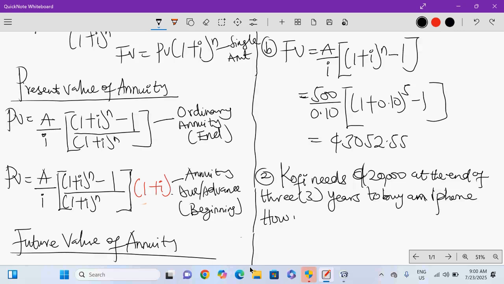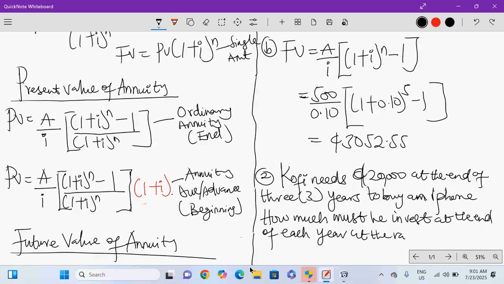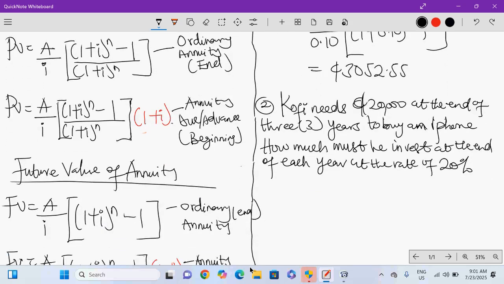How much must he invest at the end of each year at the rate of 20%, right?